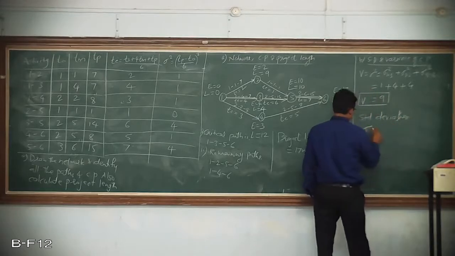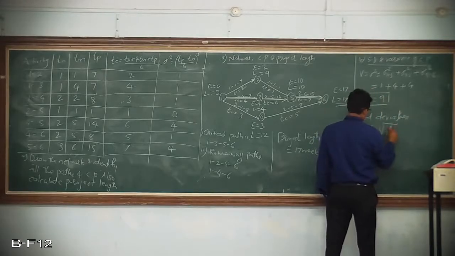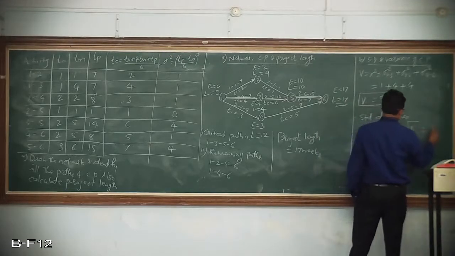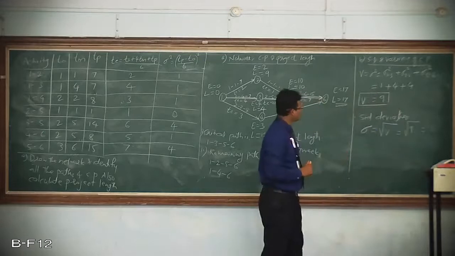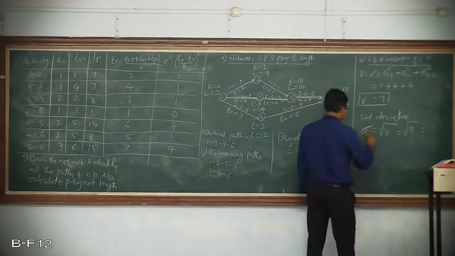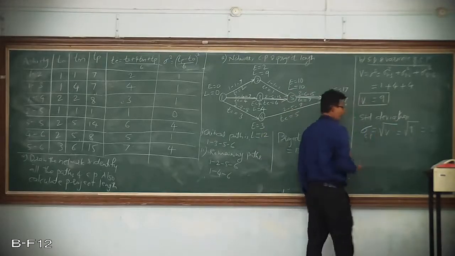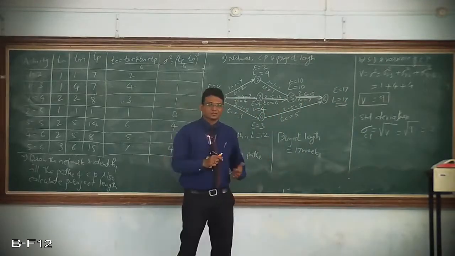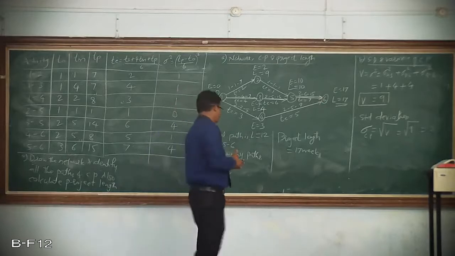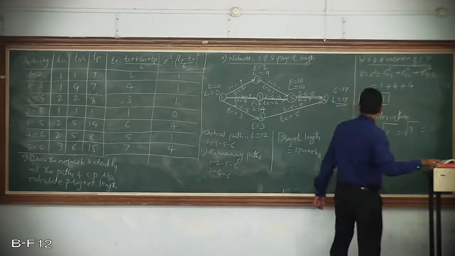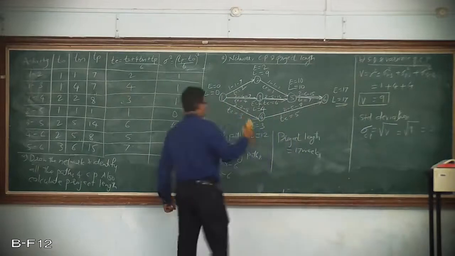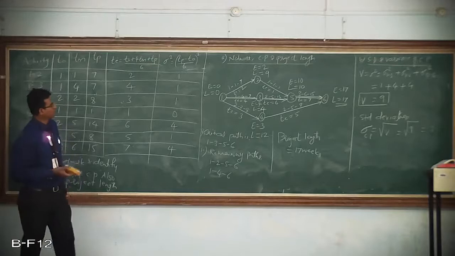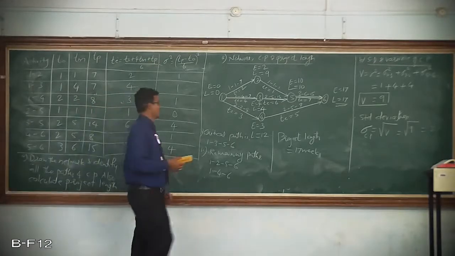Then standard deviation is the root of 9, that is 3. So this is the critical path. Hope you understood. There is no difficulty. Okay. Shall I proceed further? Okay. So I'll erase this part. Do you have any difficulty in understanding this? Yes? No? Okay. Shall I erase this? Okay.